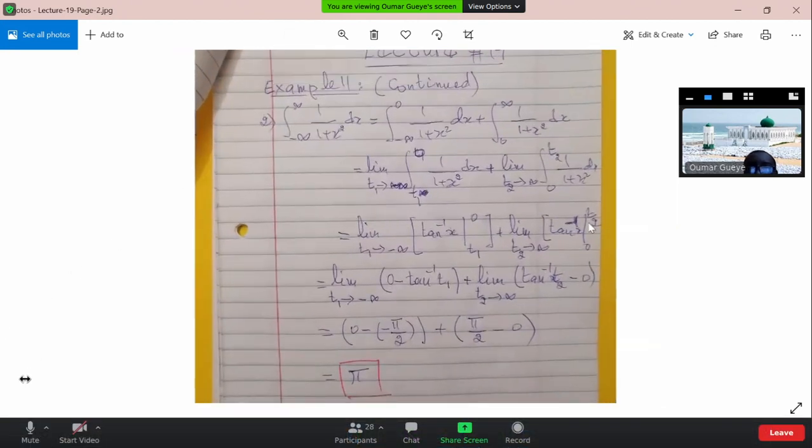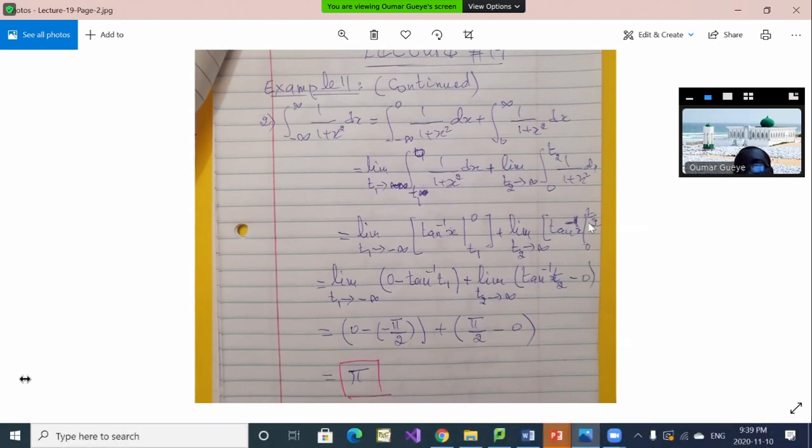Yeah, go ahead. We integrate this to get tan inverse. It's already integrated from this step to here. You know the derivative of tan inverse is equal to 1 over 1 plus x squared, and we proved it at the beginning of the semester, how to get the derivative of tan inverse.